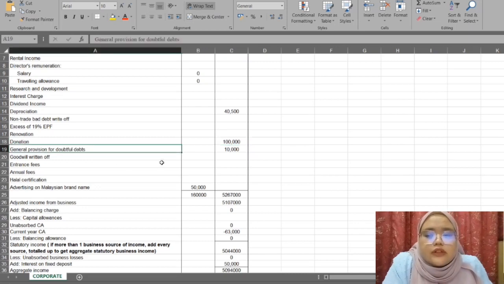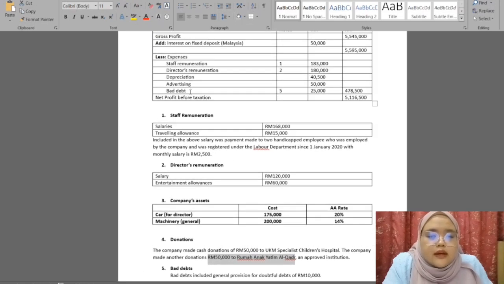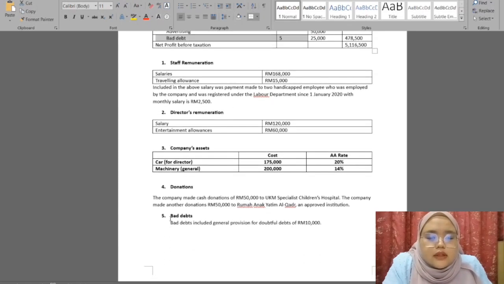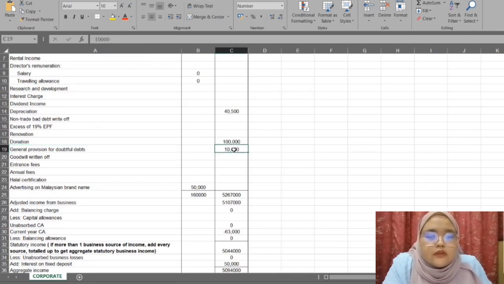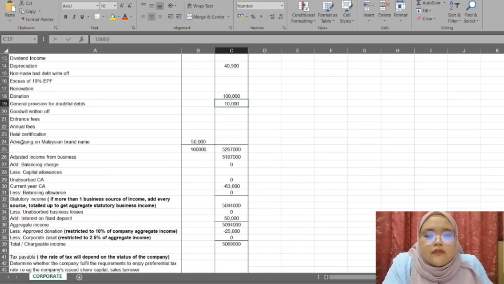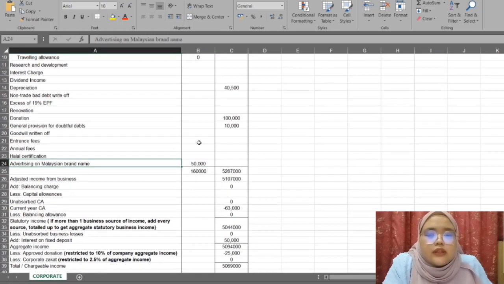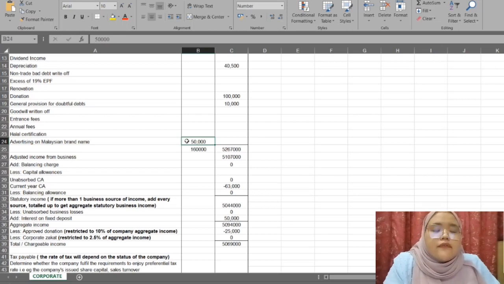Next, for general provision for doubtful debts. For this, we need to see the notes for bad debt, which is note number 5, and it says here that bad debt includes general provision for doubtful debts of RM 10,000. The treatment for general provision for doubtful debts is that we need to add back the amount, so we add back the 10,000. Next, for advertising on Malaysian brand, we deduct 50,000 because Farm Fresh is a Malaysian brand. The treatment for advertising for Malaysian brands is double deduction. So we put it on the deduct side, 15,000.